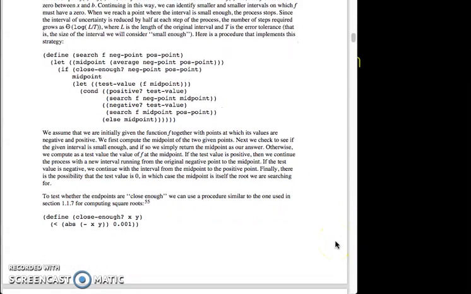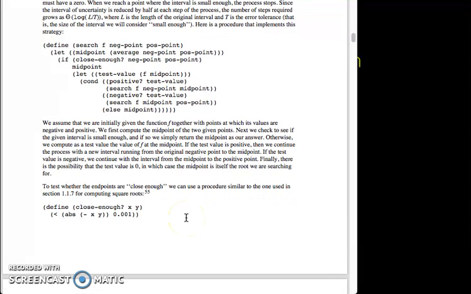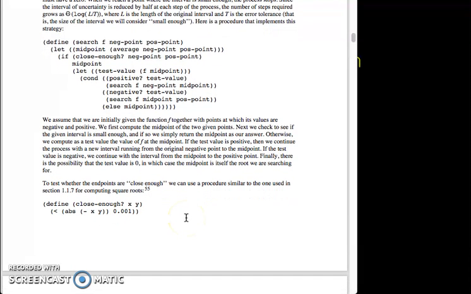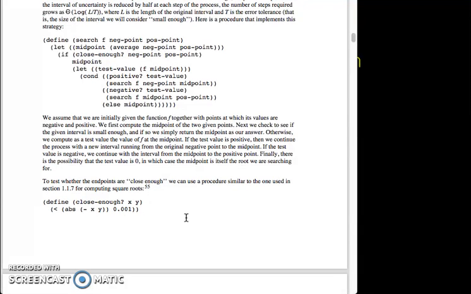We assume that we are initially given the function f together with points at which its values are negative and positive. We first compute the midpoint of the two given points. Next, we see if the given interval is small enough, and if so, we simply return the midpoint as our answer. Otherwise, we compute a test value with the value of f at the midpoint. If the test value is positive, then we continue the process with a new interval running from the original negative point to the midpoint. If the test value is negative, we continue with the interval from the midpoint to the positive point. Finally, there is the possibility that the test value is 0, in which case the midpoint itself is the root we are searching for.